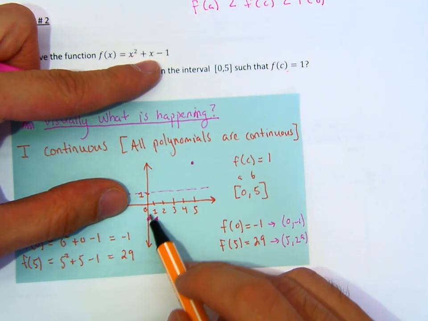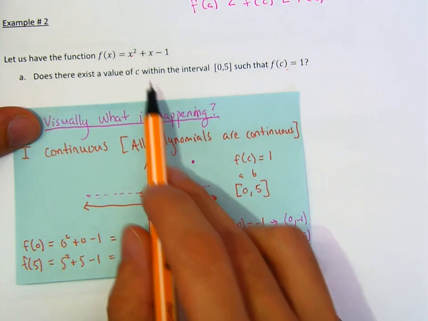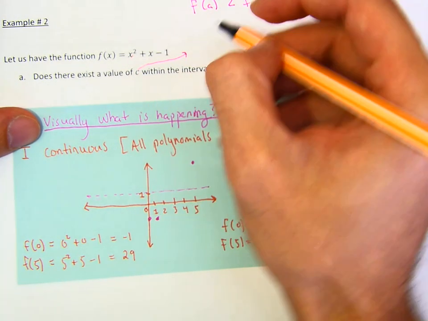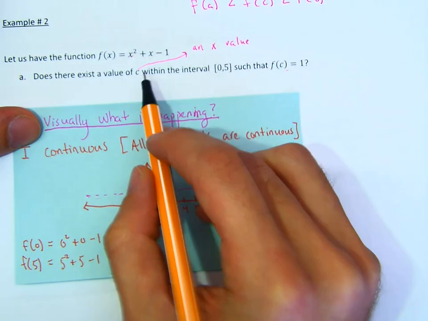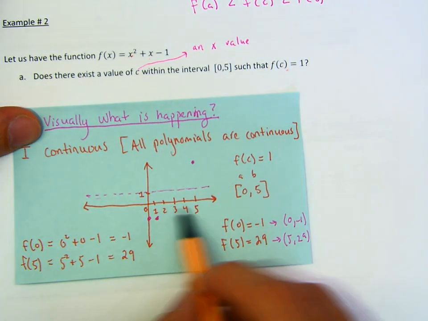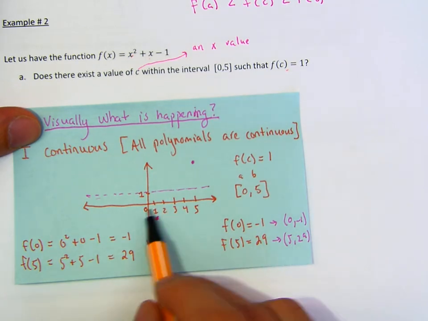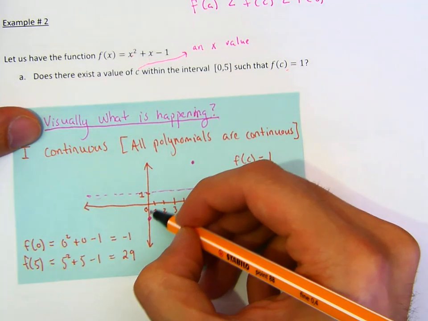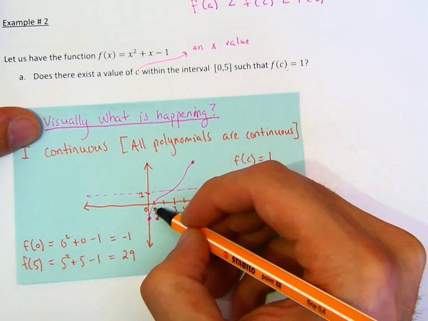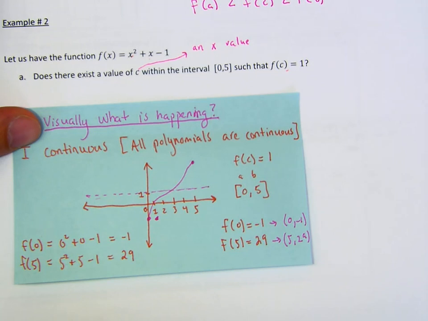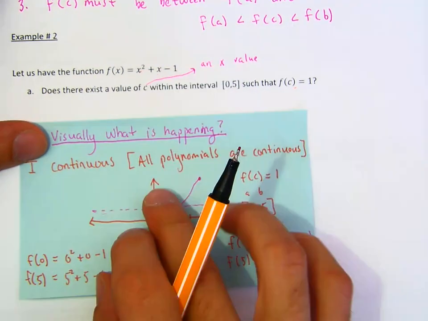So notice, does there exist a value of c? A value of c is just another way of saying an x value. Is there an x value such that you'll get 1 when you plug in that c value? Yes, because you know that this graph is continuous, so it has to go over this line. This is the visual of what is happening here.